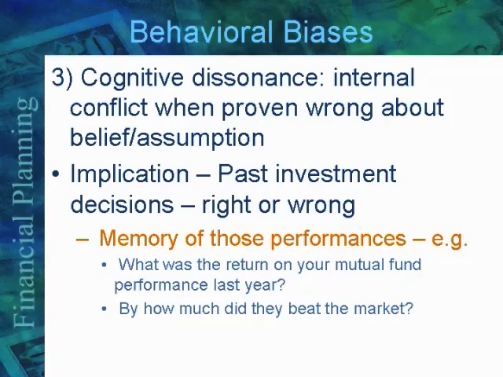Here's another one, cognitive dissonance. These are all biases. It's internal conflict when proven wrong about beliefs and assumptions. So if you believe something really strongly and you are proven wrong, you have a lot of problems with yourself. There's a dissonance, and you have problems telling yourself that you could be wrong. So if you made decisions in the past that have been proven to be wrong, that can actually make you make worse decisions. That's the thing because of the cognitive dissonance.